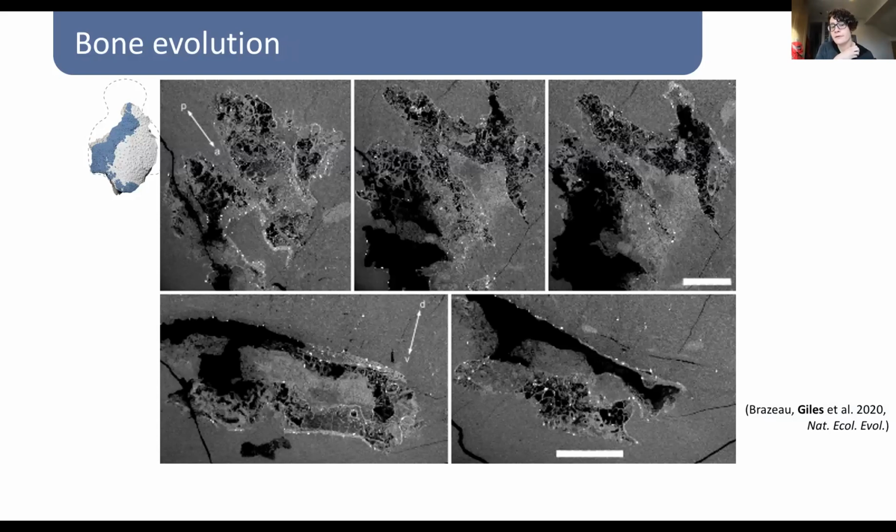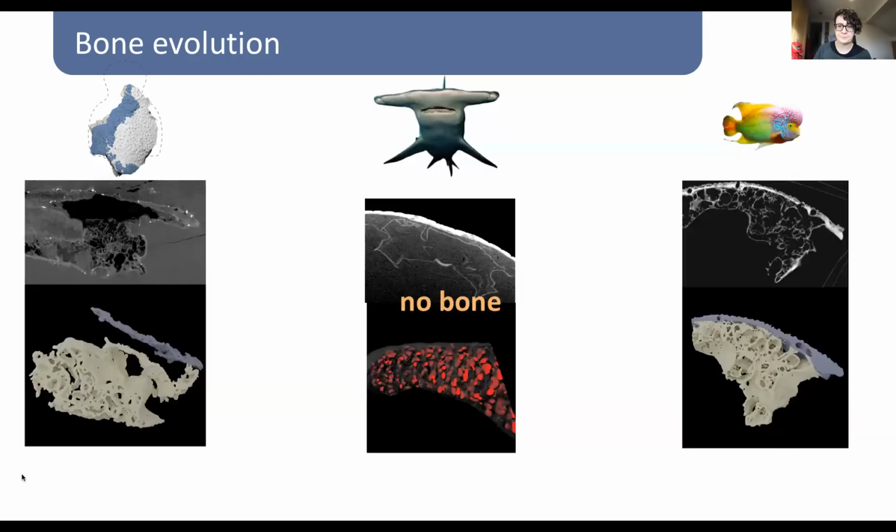These are a series of tomographic sections through the brain case. And you can see that you've got this really spongy texture inside the brain case cavity. This isn't what we expect at all in this animal.